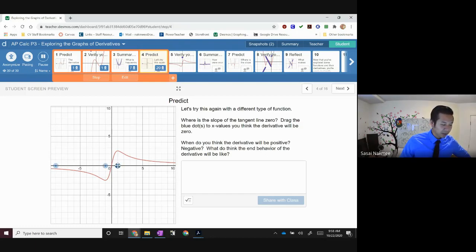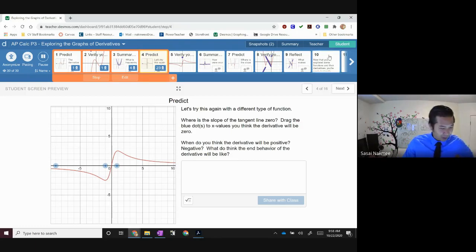Again, I don't think you use all 3 dots in this case. You're probably going to use only 2. Move them to where you think that will be. When do you think the derivative will be positive? And when do you think the derivative will be negative? And what do you think the end behavior of the derivative will be like?